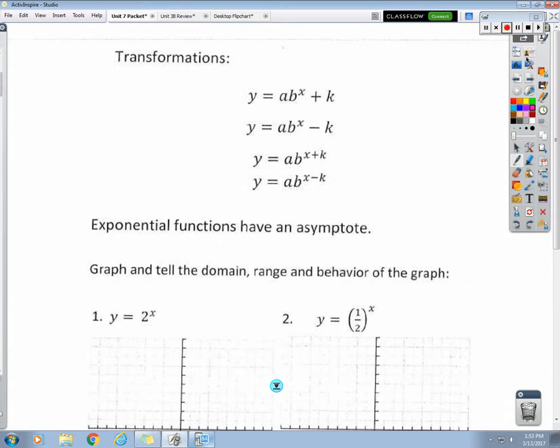Okay, now we're going to start talking about transformations. Remember, the parent function is y equals a times b to the x. If I add a number on the end, what do you think it's going to do to the graph? Well, in this case, if I do plus k, what's it going to do? Up k units, right? Minus k will move the graph how? Down k units.